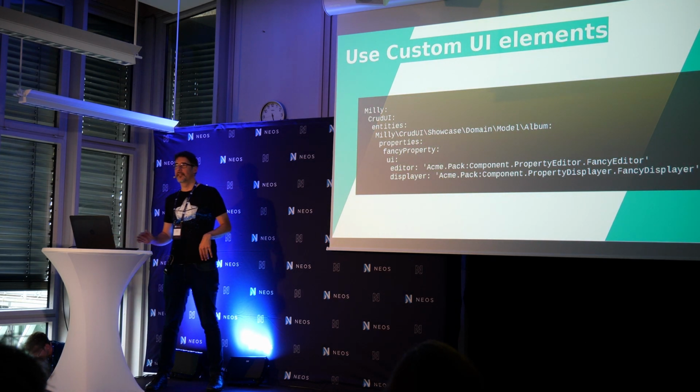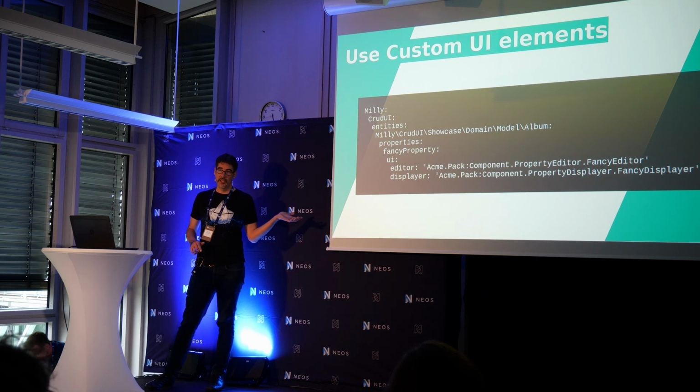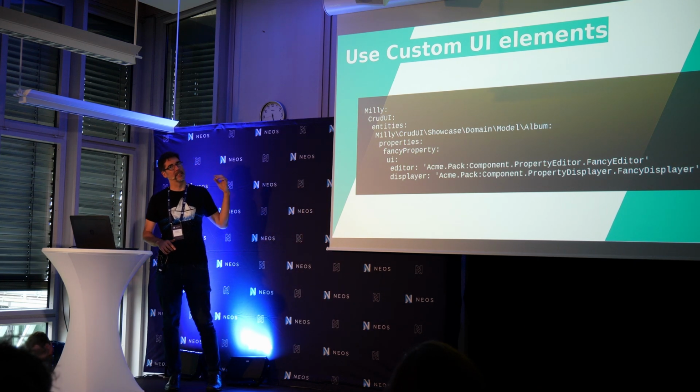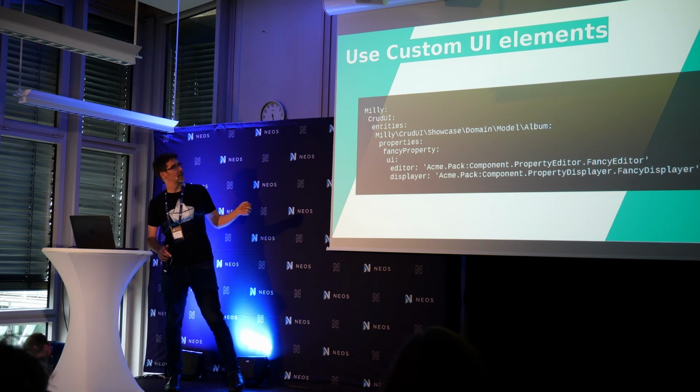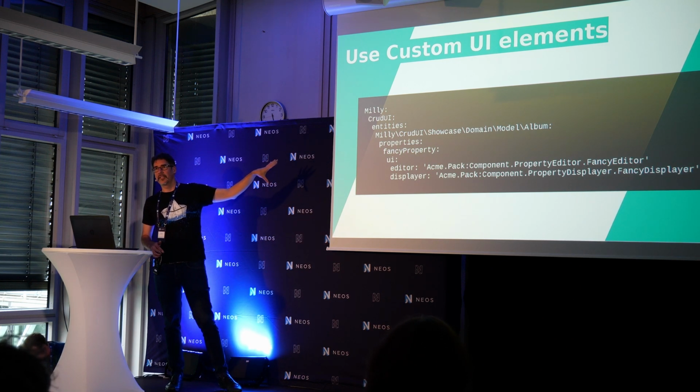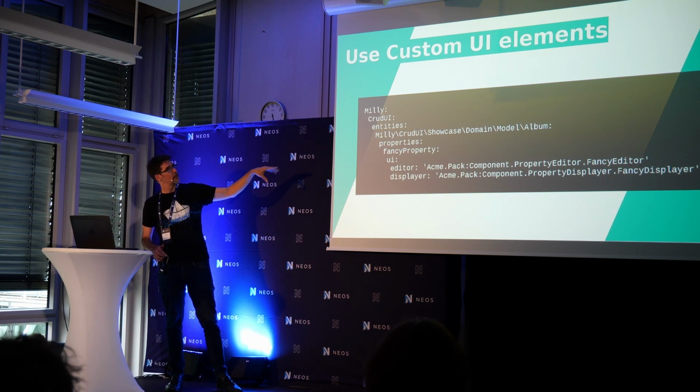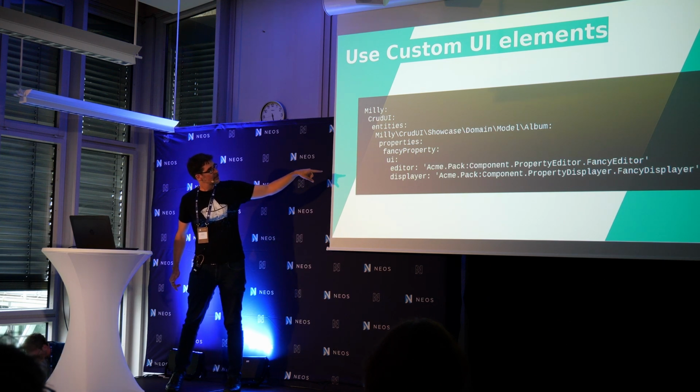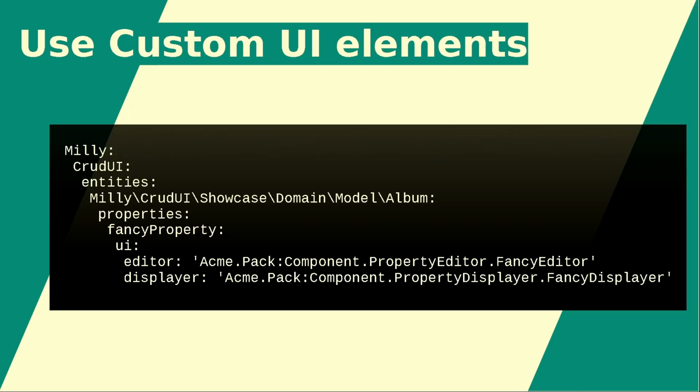You can not only use the pre-shipped types that are defined in the package, but this is again the configuration example from before. This is just a fancy property I defined here, and you can define an editor and displayer for any property. That is basically just a Fusion component, and you just indicate it here, and it will be used in the template.